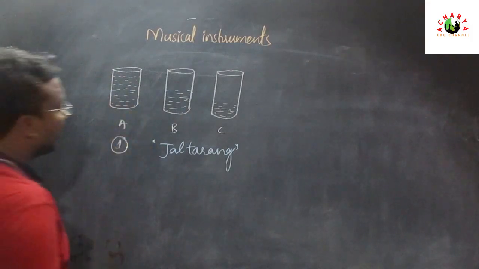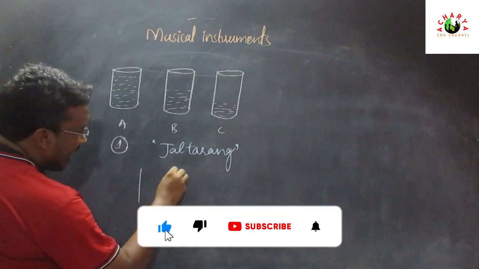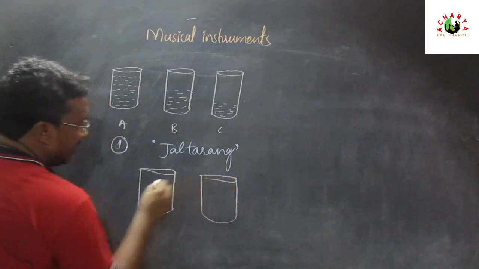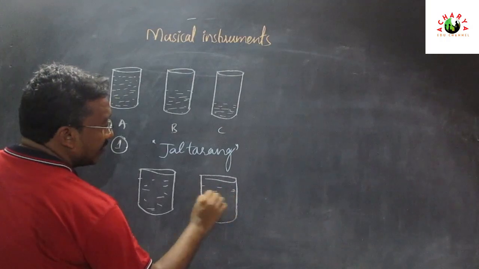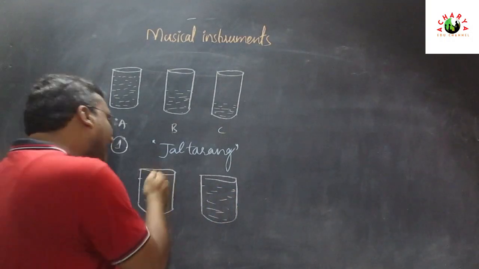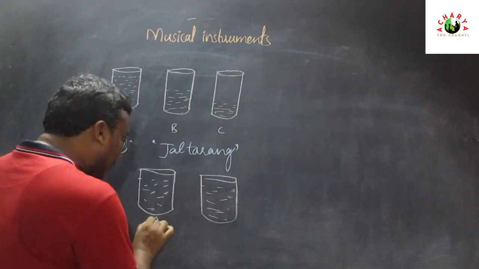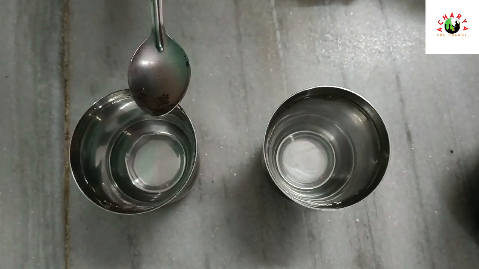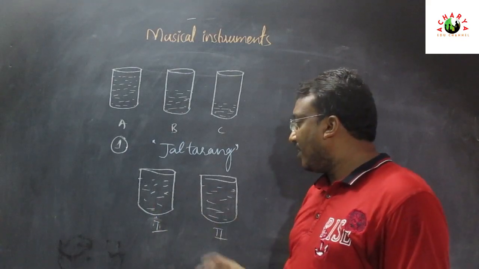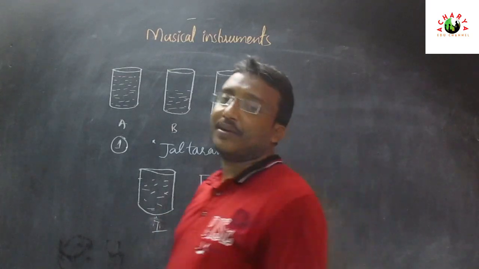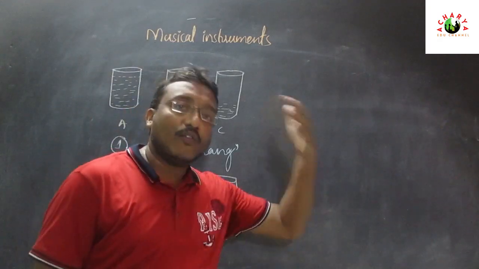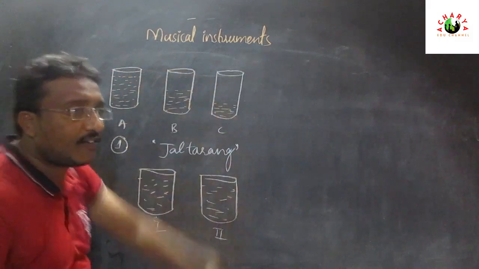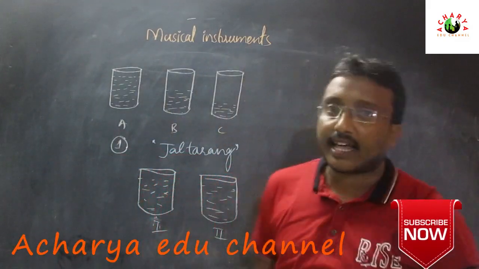Next, fill 2 glasses with the same amount of water, up to the same level. Now hit the rim of the first glass and the second glass. What change do you notice in the sound? In both cases we are getting the same sound. The sound produced by both glasses is the same when they are filled with an equal amount of water, but the glasses filled to various levels of water give a pattern of sound that we call jalatarang.